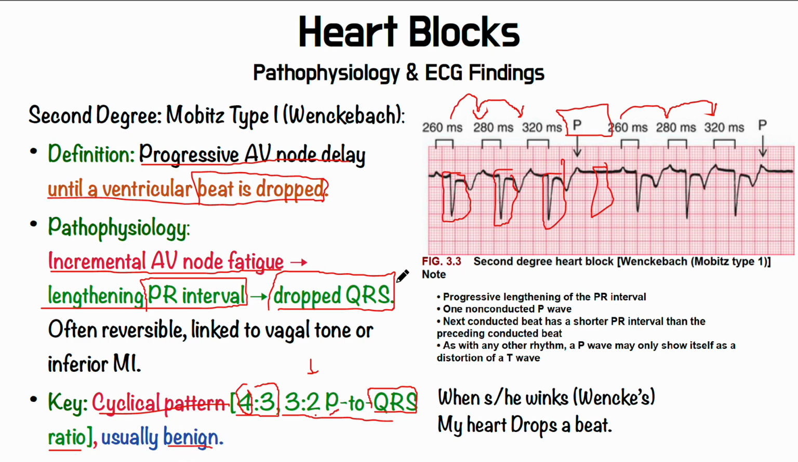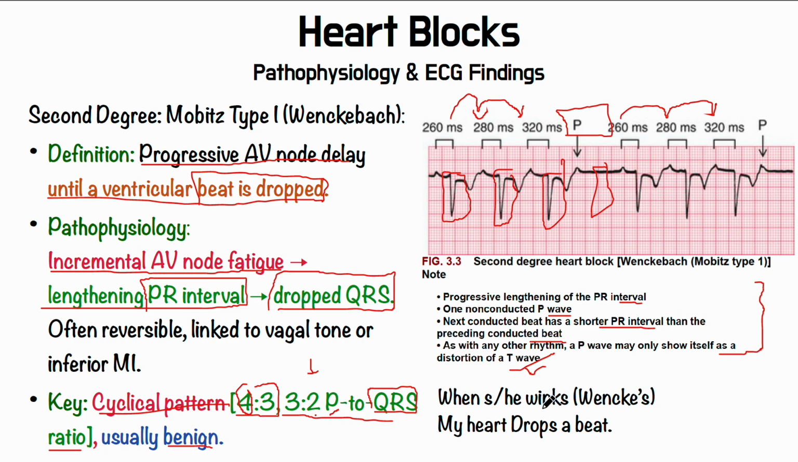Before the mnemonic, let's talk about the notes. This ECG finding is straight from Hampton's book, Hampton's Guide to the ECG, right? That is a reference. You can look at that book. So: progressive lengthening of the PR interval, then one non-conducted P wave. The next conducted P beat has a shorter PR interval than the preceding conducted beat. Then, as with any other rhythm, a P wave may only show itself as a distortion of a T wave. You have to remember this all.